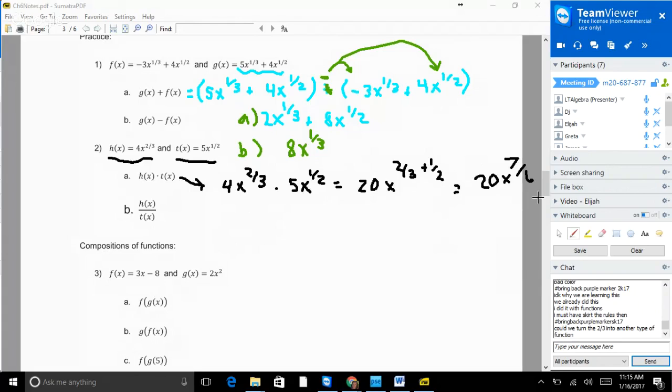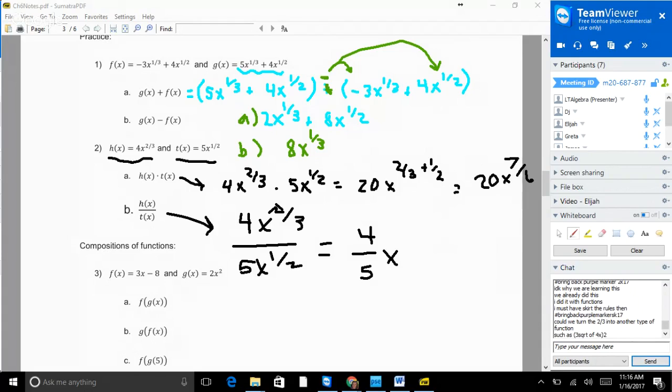Okay. So then, big surprise, if we do division, you're just going to plug in h of x divided by t of x, which is going to be 4x, this is much faster, to the 2/3 power divided by 5x to the 1/2 power. Okay. 4/5, we can't do anything with that, right? So it's just going to be 4/5.